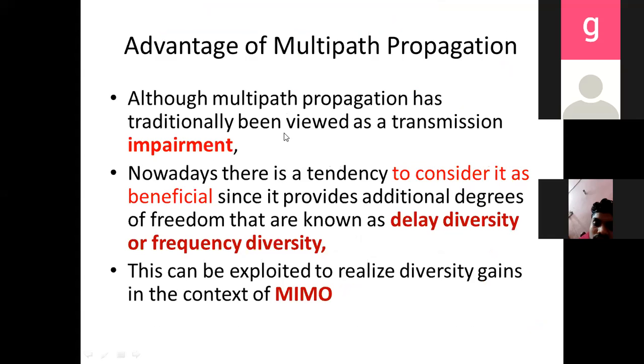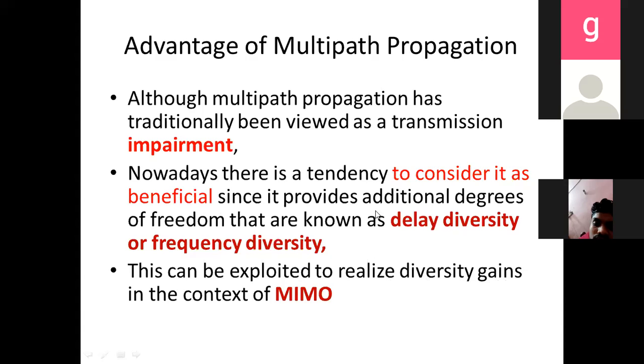There is an advantage of this multipath propagation. So many times this multipath propagation is a disadvantage in all the cases. But there are some advantages if you try to utilize this multipath propagation characteristic to your advantage. Okay, so the multipath propagation has traditionally been viewed as a transmission impairment. It's not an unwanted thing. But nowadays there is a tendency to consider it as beneficial, since it provides additional degrees of freedom that are known as delay diversity or frequency diversity. So this can be exploited to realize diversity gains in the context of MIMO systems.